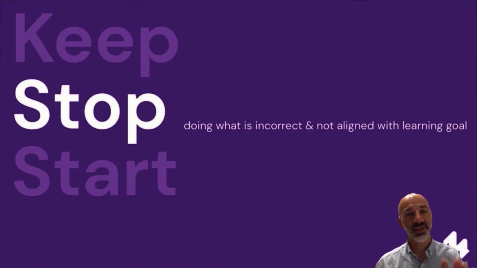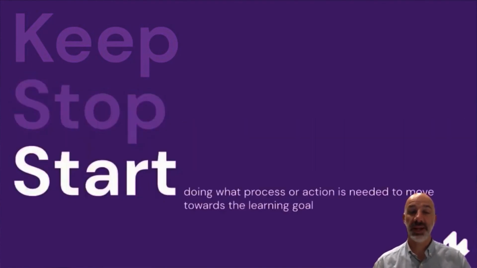What should they stop doing? So stop doing what is incorrect and not aligned with the learning goal. So that there's some corrective feedback. But when the corrective feedback is paired with that kind of complimentary comments about their work, then this will be something that they can consume and receive more effectively. And then the last point here is what should they start doing? What process should they start doing? Or what action is needed to move towards that learning goal?